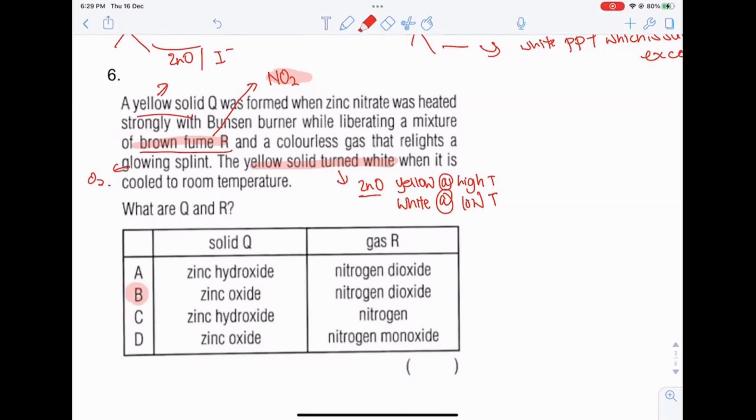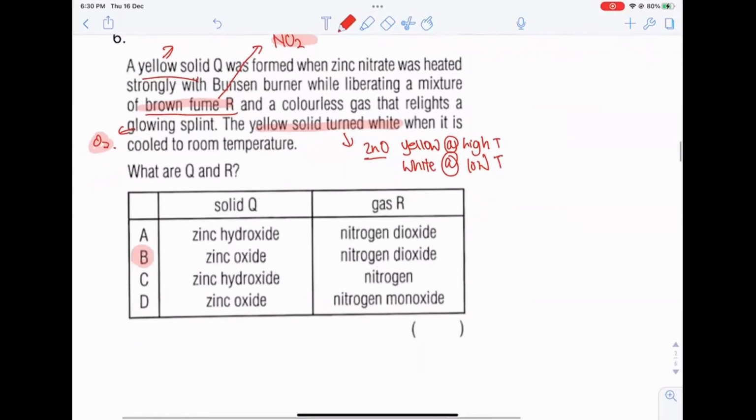If you don't know the yellow turned white one, you can sort of make a guess. Okay. Because you have oxygen produced, so it is likely to be oxide. Because if it's hydroxide, you're likely to get water. Okay. But this piece of information, you also need to know it before you can use it. Okay, so answer is B.